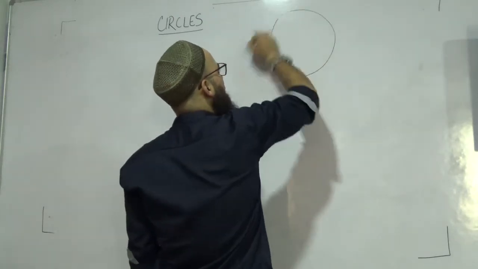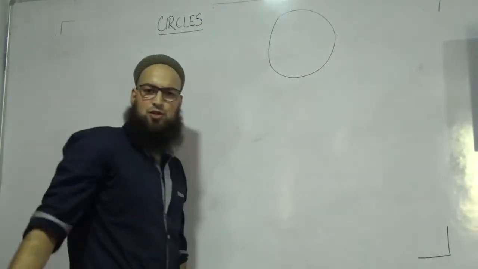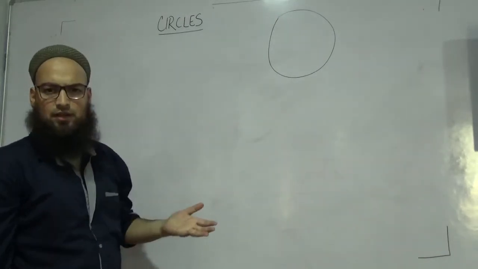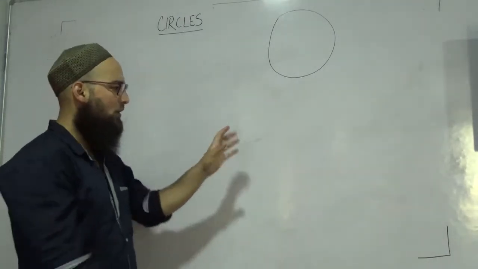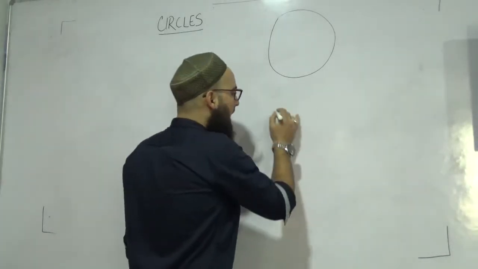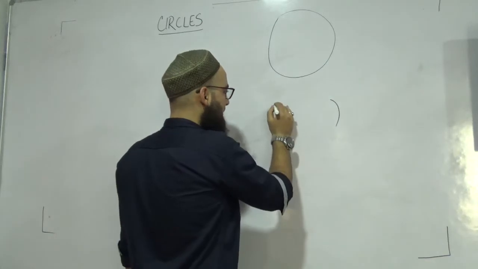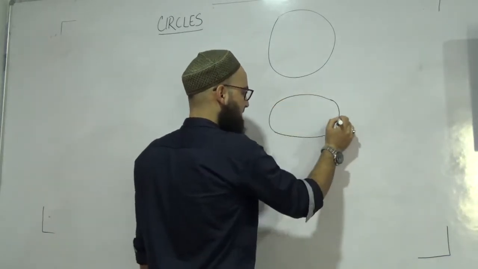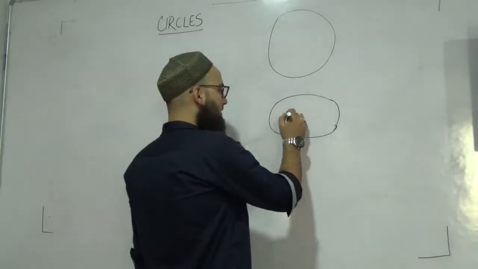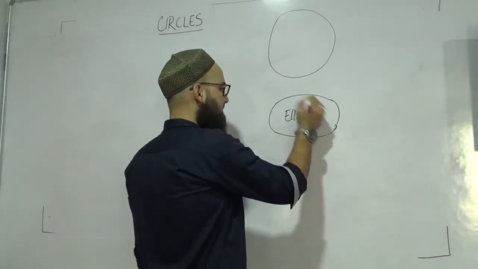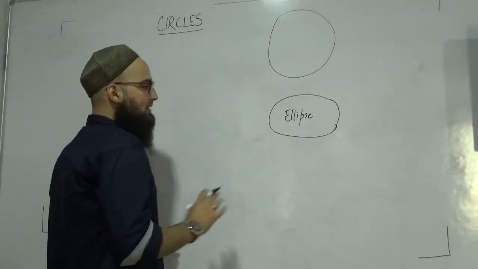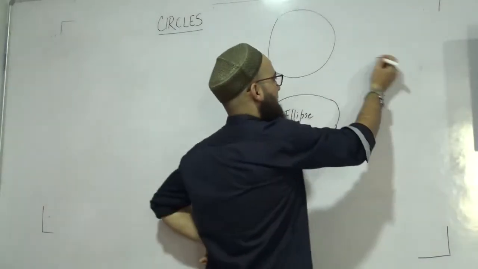Normally, from a layman's perspective, we came to know that any round figure is a circle. Whatever you see round, it is a circle. But that's not the case, because we have figures like, for example, this figure. This is also a round figure, but it's not a circle. This figure in mathematics is called an ellipse. So what is a circle? Let us have a definition of circle.